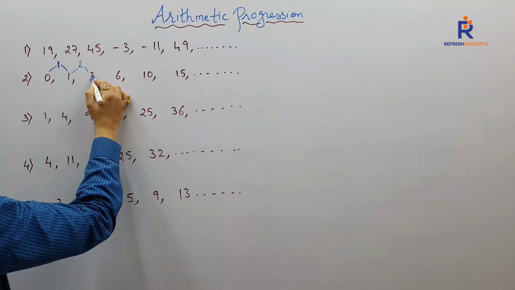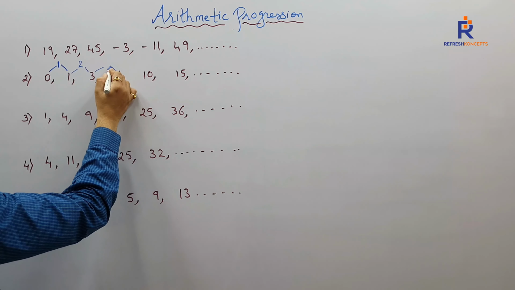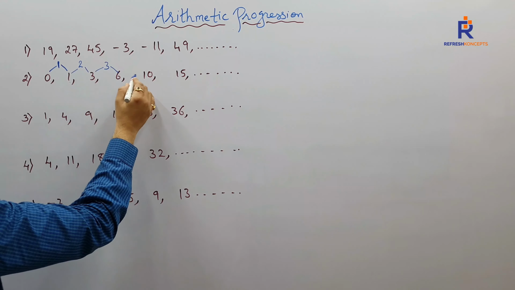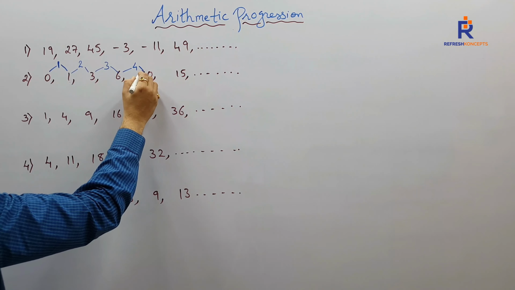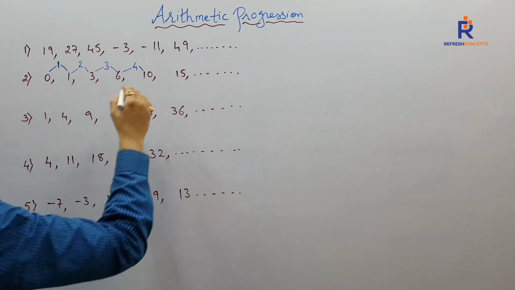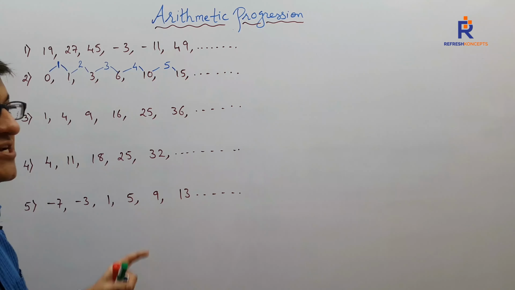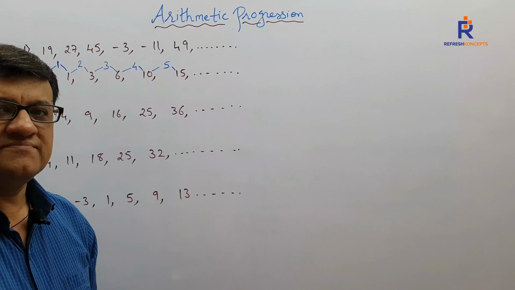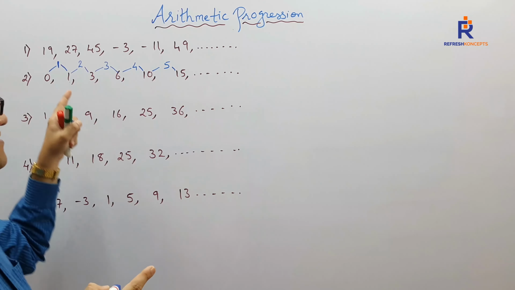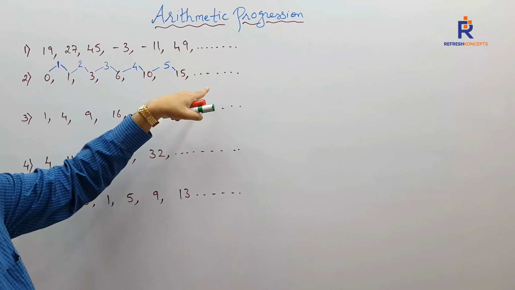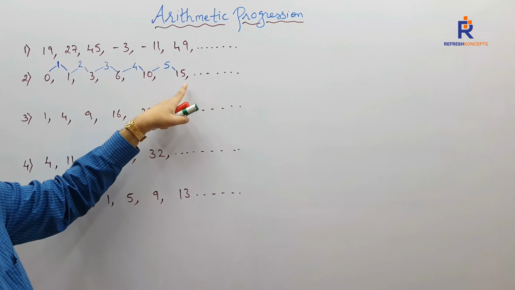If I take 3, 6, what is the difference between them? The difference is 3. If I take 6 and 10, what is the difference? The difference is 4. How about here? The difference is 5. Don't you think you'll be able to predict the next term? In the first one, you were not in a position to predict it. But now you are in a position to predict it. Sir, the difference is going to be 6.